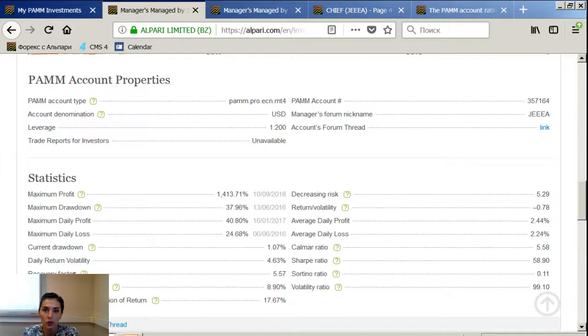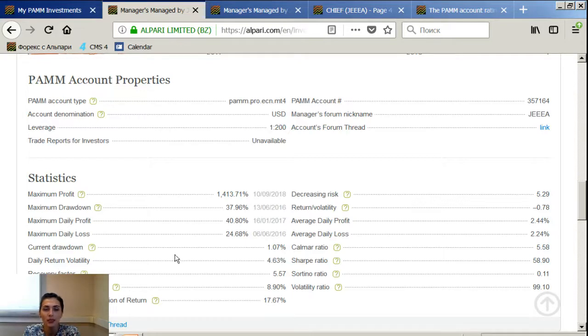Recovery factor shows if the manager has overcome his historical drawdown, and the optimum or typical value for this parameter is 1 unit. Here it is more than 5, and it's okay. The manager has totally overcome his historical drawdown.